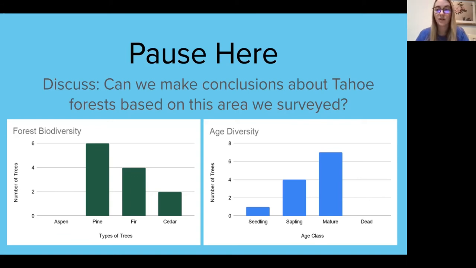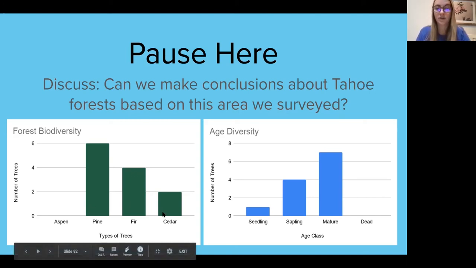And if you're doing this as a class, then you can take all of the data that everybody collected and put it together in one final graph showing the forest biodiversity of all of the areas that your class surveyed and the age diversity from all the areas that your class surveyed, so that you can confidently draw conclusions about the health of Tahoe's forests.